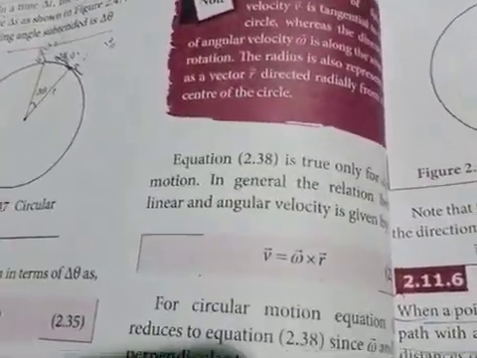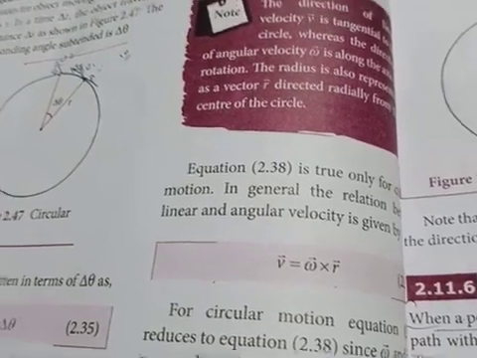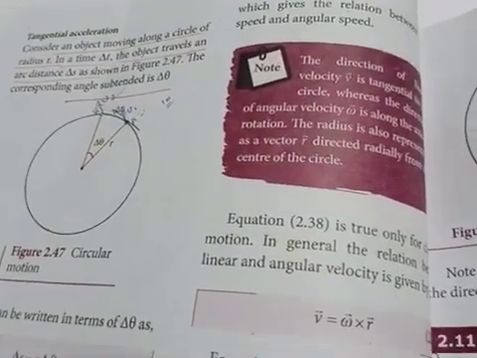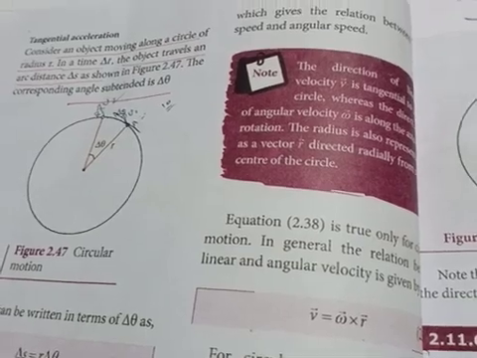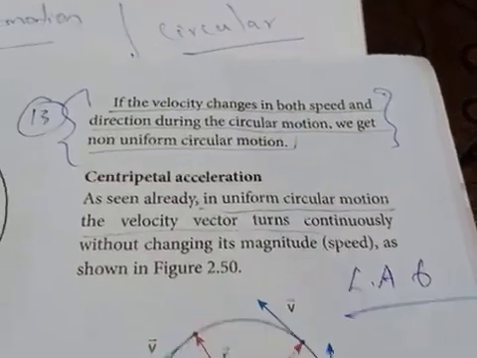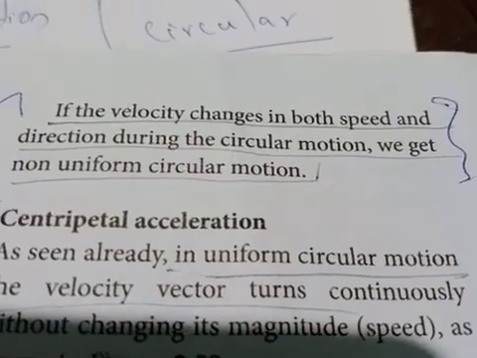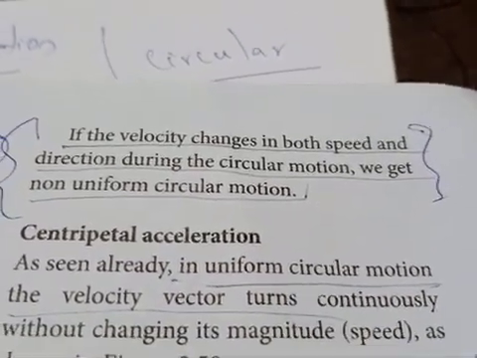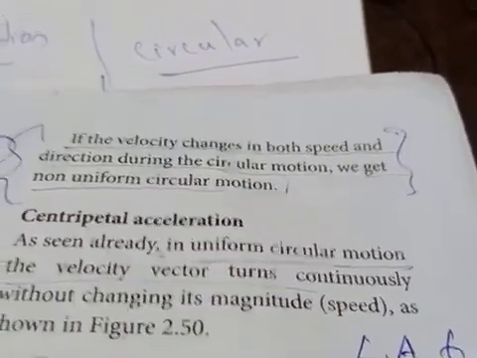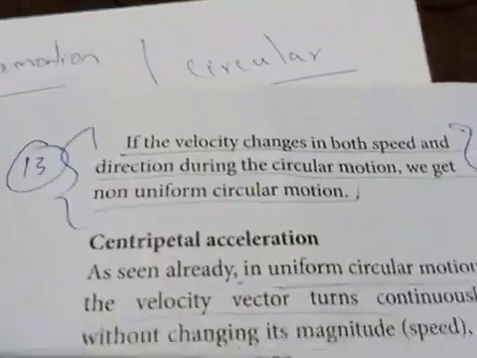Here you can see page number 91, top. If the velocity changes in both speed and direction during the circular motion, we get a non-uniform circular motion. So that is short answer question number 13.